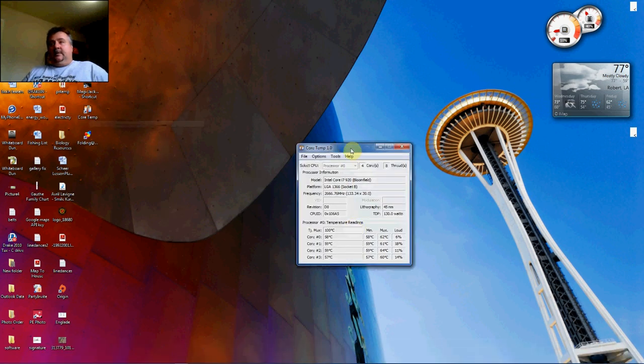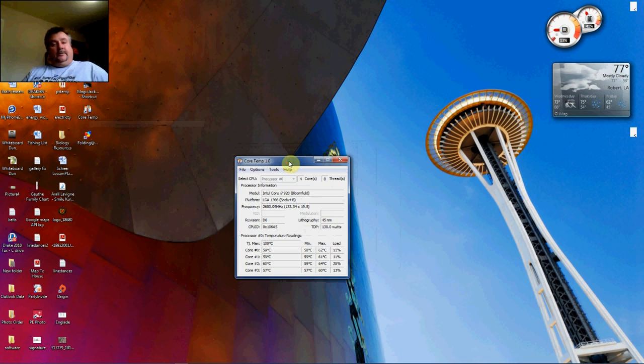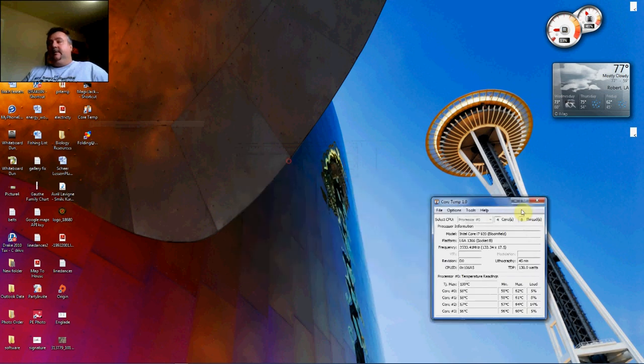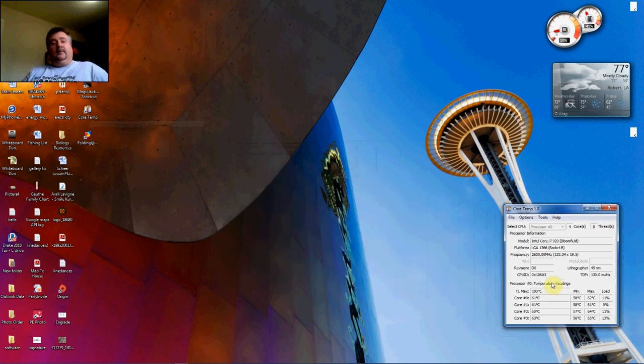I've downloaded this program called CoreTemp 1.0. It's a free download off the internet that gives you some information on the temperature that your CPU is running. And we see here we're running in high 50s, right around 60 degrees Celsius. The computer is under relatively low load, looks like pretty much under 10% load.